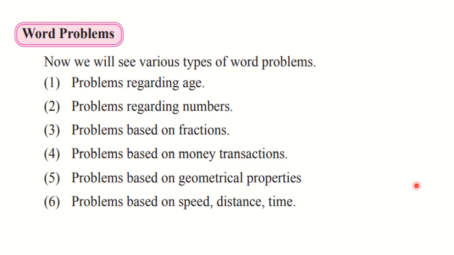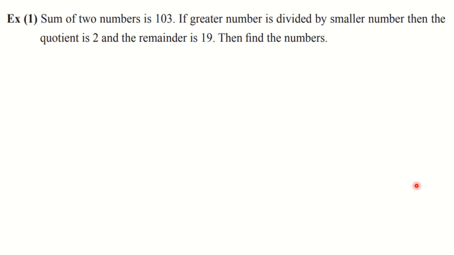So it is called as what? Application of simultaneous equations. We are using simultaneous equations and the method to solve them to solve these word problems. Okay. So let us start with the solved examples. So first solved example here is, sum of two numbers is 103. If greater number is divided by smaller number, then the quotient is 2 and the remainder is 19. Then find the numbers. Okay, so now this is the problem based on numbers.